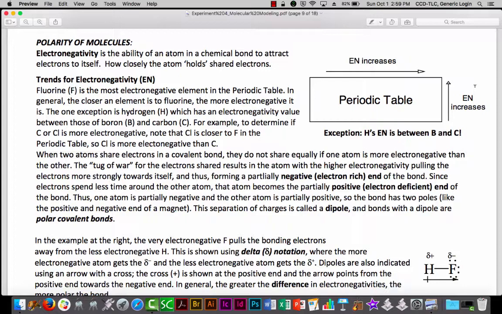When 2 atoms share electrons in a covalent bond, they normally don't equally share the electrons if one atom is more electronegative than the other.